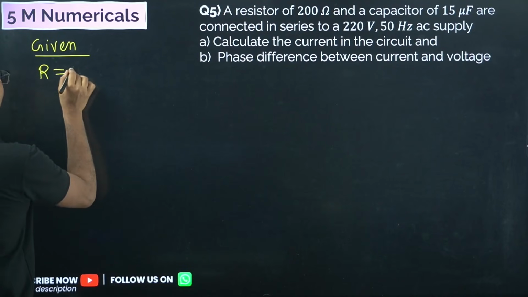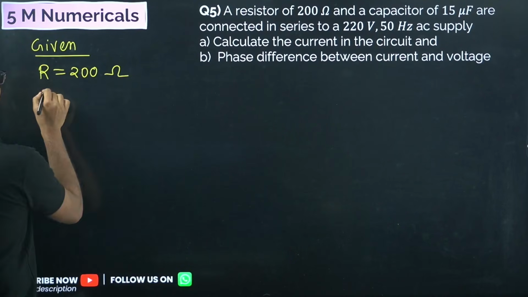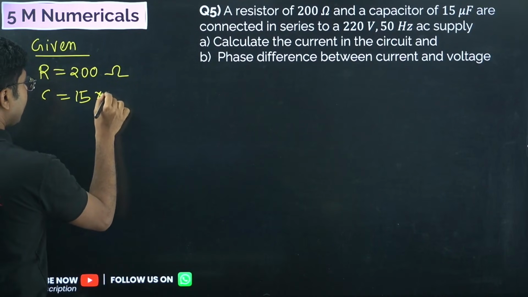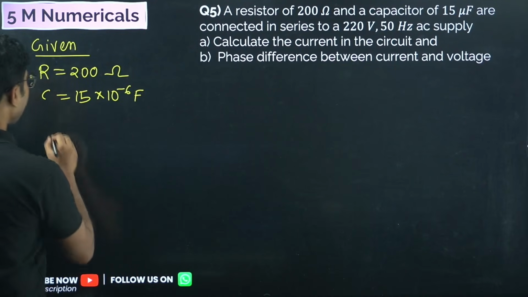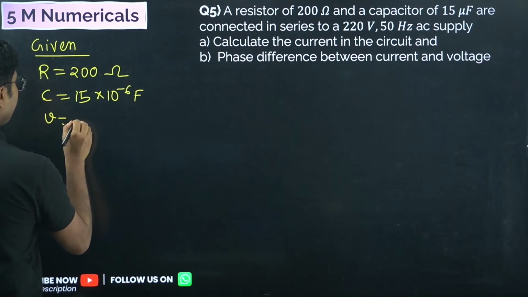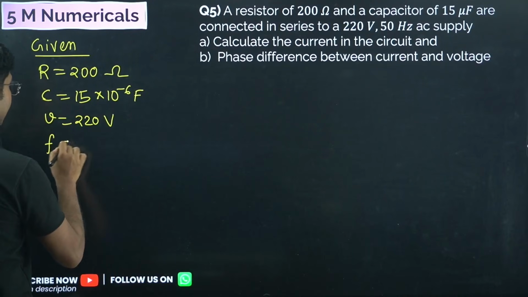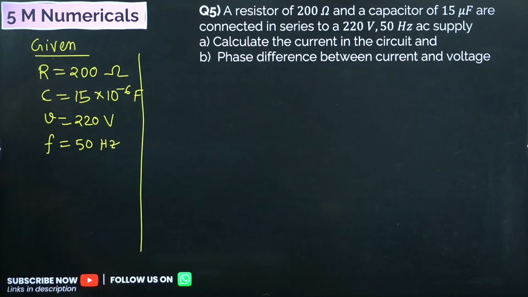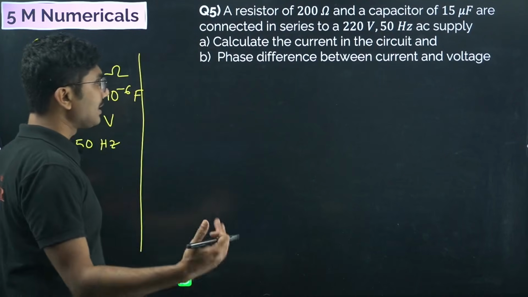Resistance is 200 ohm. Okay, capacitor is 15 microfarad, that is 15 into 10 to the power of minus 6 farad. Voltage is 220 volt and frequency is 50 Hz. They generally will always give you frequency equal to 50 Hz, except in competitive exams.